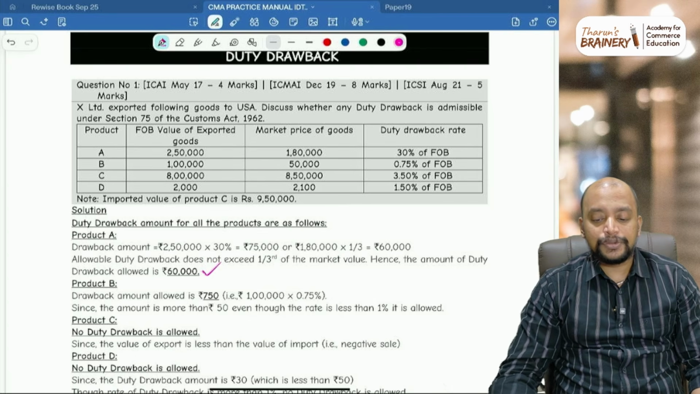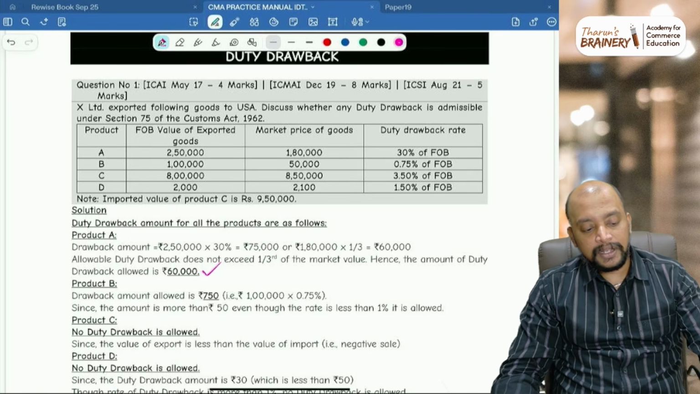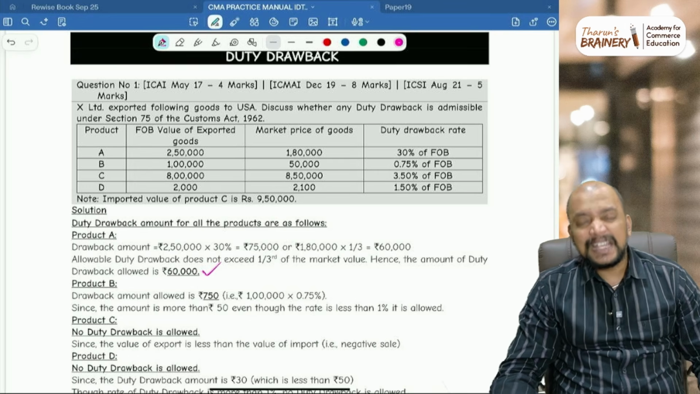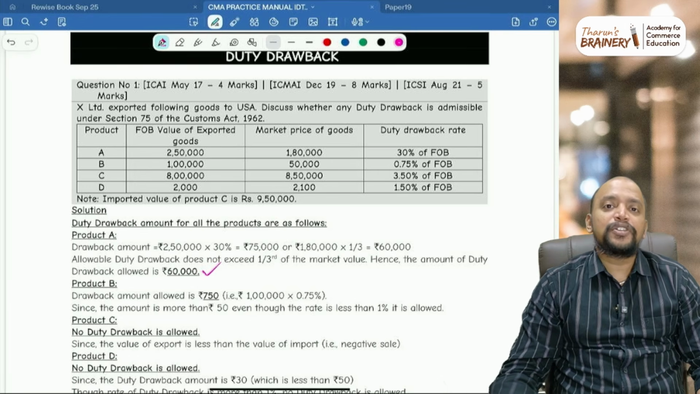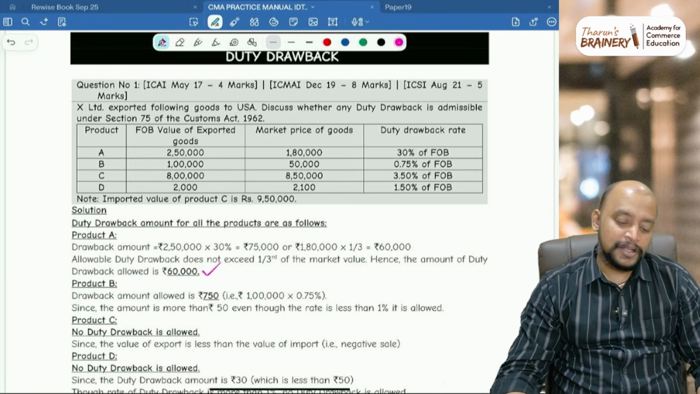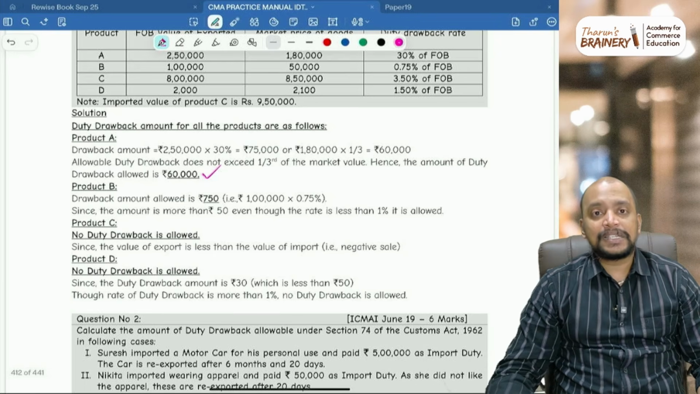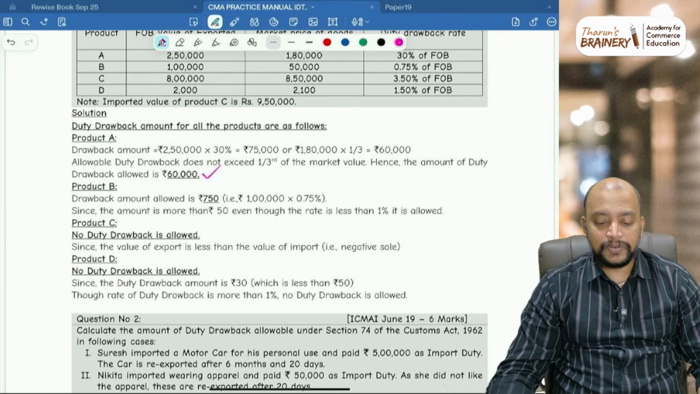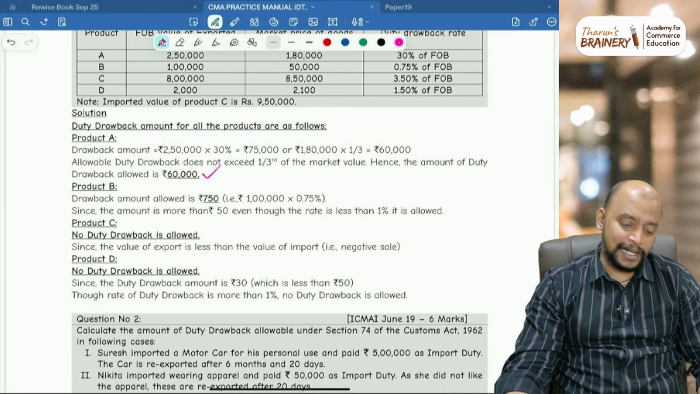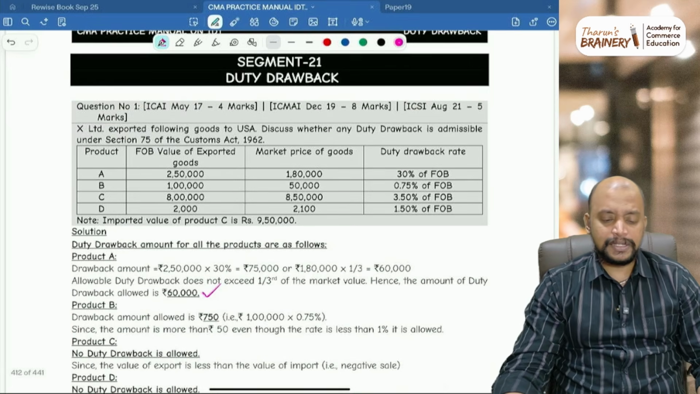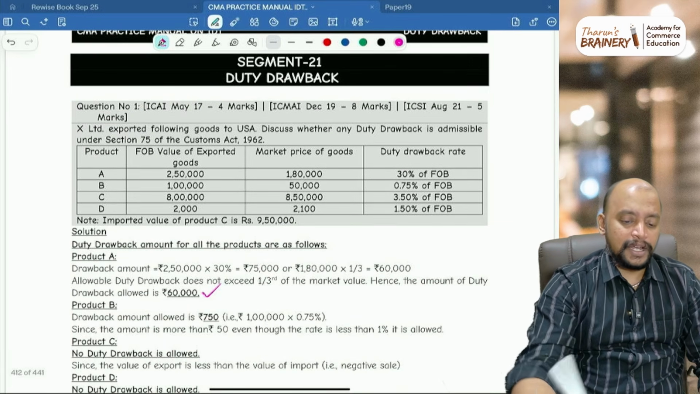Then D, FOB value of export is 2,000. Market price of the goods is 2,100. Duty drawback rate 1.5% of FOB. So 2,000 into 1.5% is 30, but if it is less than 50 rupees you will not get duty drawback. So no duty drawback because it is less than 50. That's why. Okay. Next, this is how you may get a question.